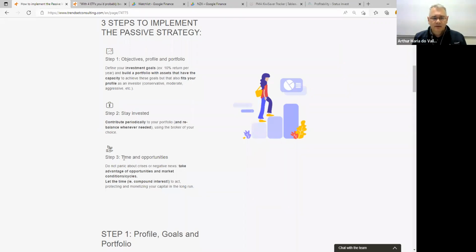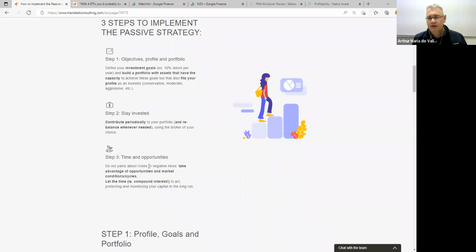And then the third step is just do not panic. Okay, as I said, we had the COVID crisis and the crash in the market in March 2020. Now we are facing like 20% negative since January. So the worst thing that you might do is try to sell everything and panic because of the negative news like inflation or interest rates rising or even political scandals in your country.